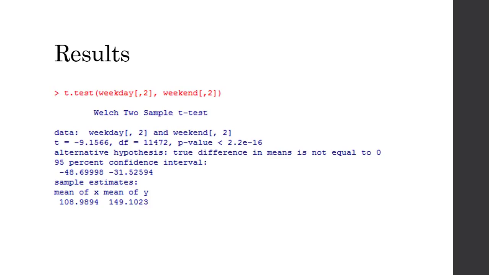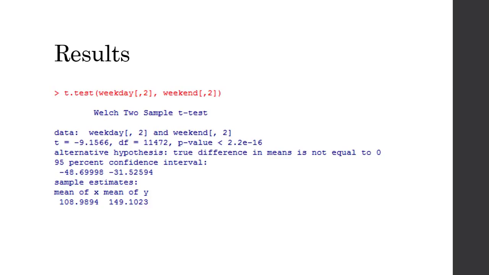And from the two-sample t-test, I get a t-value of negative 9.1566 and a p-value of 2.2 times 10 to the negative 16. So that p-value is very, very, very small, which is a good sign because that means there's a very, very small chance that the results I'm getting are due to error or due to random chance, and that means I can reject my null hypothesis and accept an alternate hypothesis that there is a difference in the pounds of meat delivered.